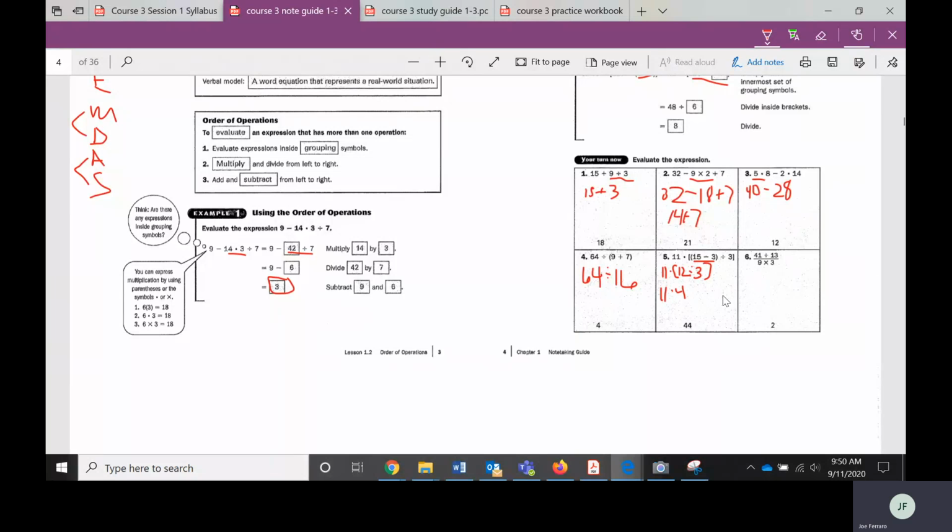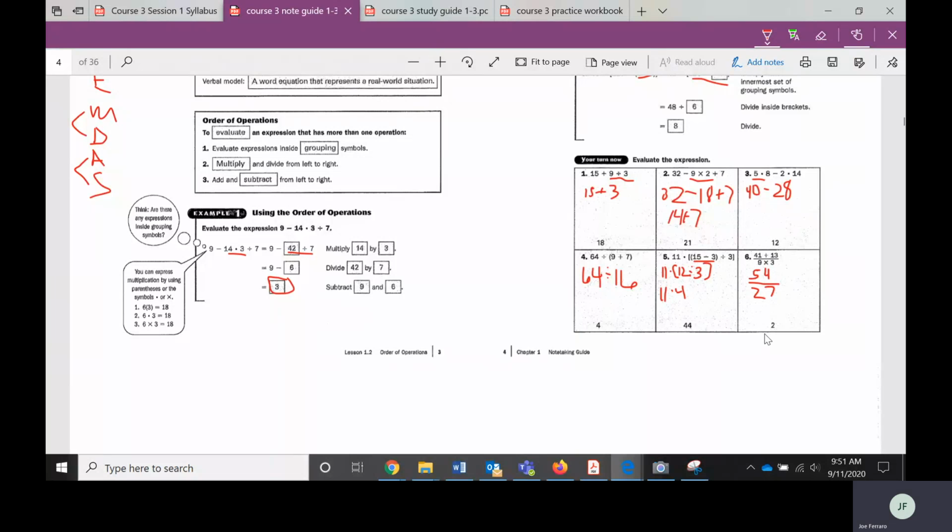Okay. And the last one, we have a fraction bar, so we're going to do the top and bottom separately and then do the division. So the top part, 41 plus 13 is 54. Then the bottom we do separately. 9 times 3 is 27. We take 54 divided by 27, which is 2.